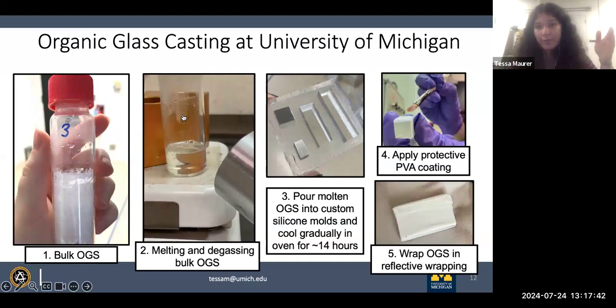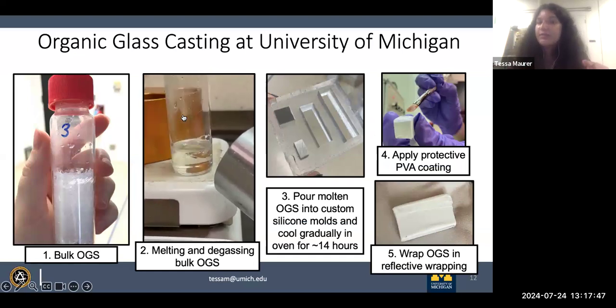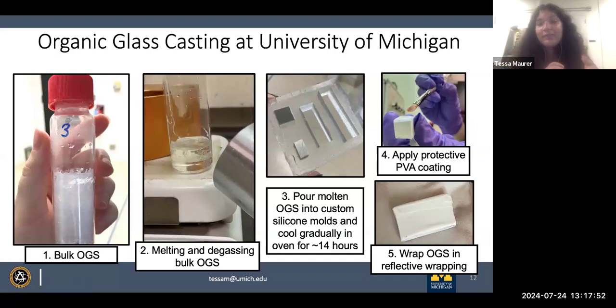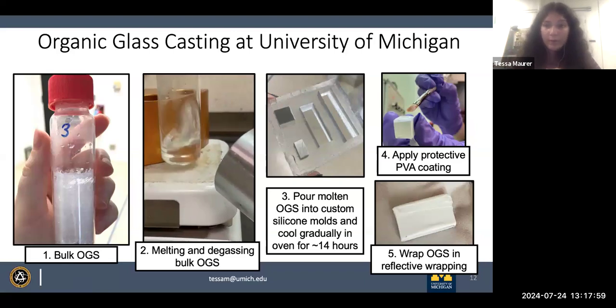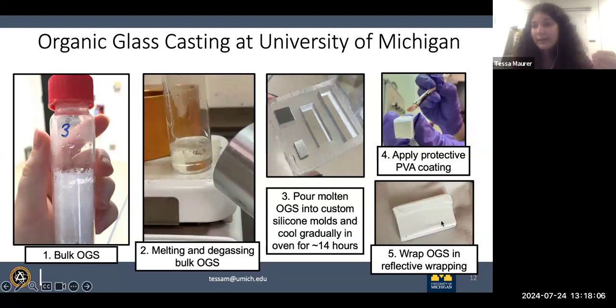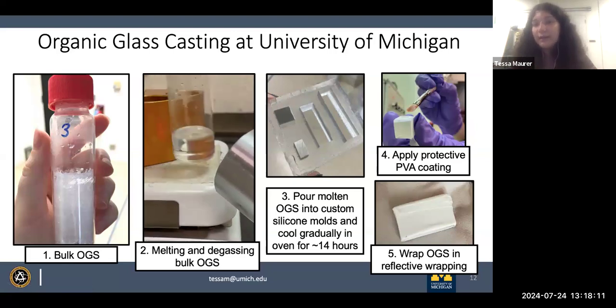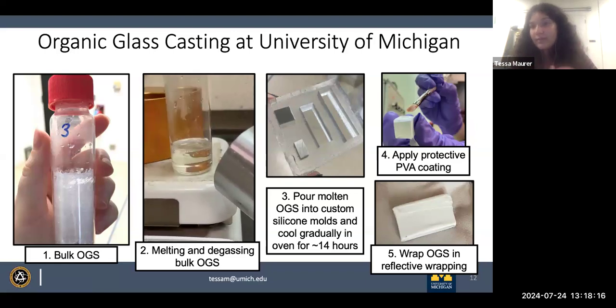Once that process is complete, we pour the molten degassed OGS into custom silicone molds that we've made. Then we allow them to cool gradually in an oven for about 14 hours. After that's done, we pop the samples out of their molds and apply protective polyvinyl alcohol coatings, and then any kind of reflective wrappings that we see fit. This whole thing is lighting up, right? So imagine if we put reflectors on it that'll redirect light into the readout that we care about, which would become just one face of the scintillator.